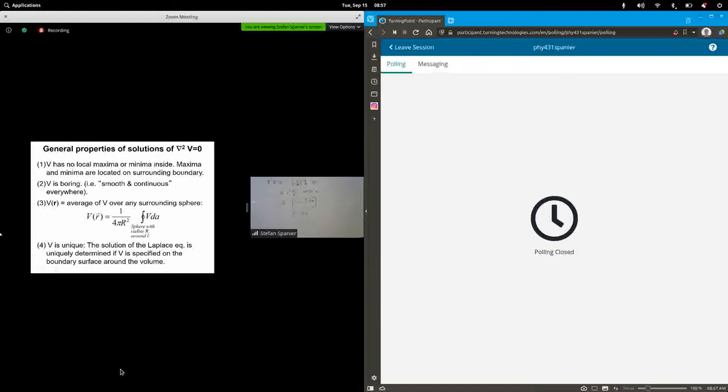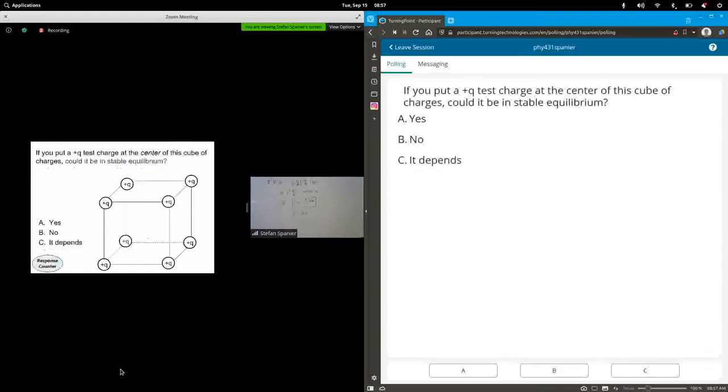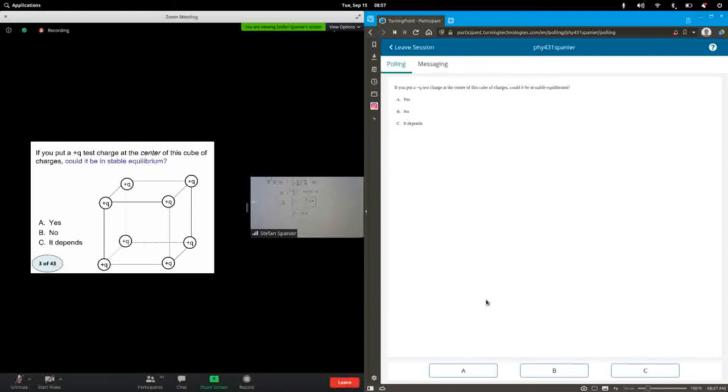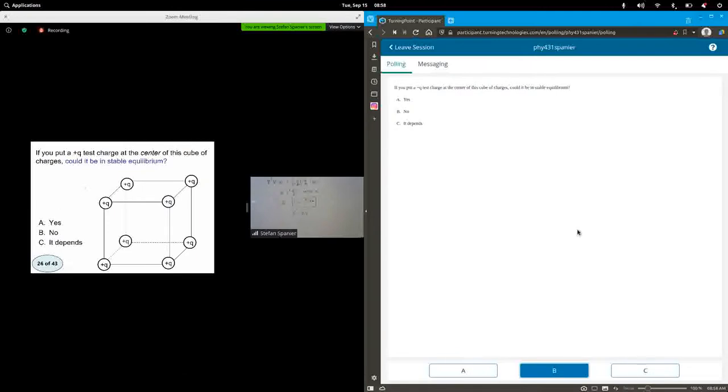No questions. Then let me ask you a question. If you put a test charge at the center of this cube of charges, could it be in stable equilibrium? Yes, no, or it depends. Maybe calculate the resulting force at the center. In other words, is there a resulting force or not that keeps it stable?